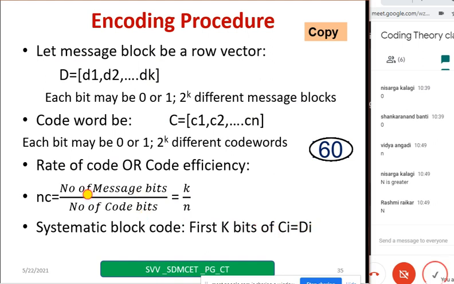I think these two words are the one extra thing you can copy down. The remaining you can read once. Even though it is repetitive, no problem, because when you read twice, thrice, you will understand, and these words will remain in your mind. The beginning bits of the code words will be the data bits. The rate of the code or code efficiency: number of message bits by number of code bits, k by n. D equal to d1 d2 is already there, c equal to c1 c2 you have copied. Let us go to the next. Systematic also you have copied.